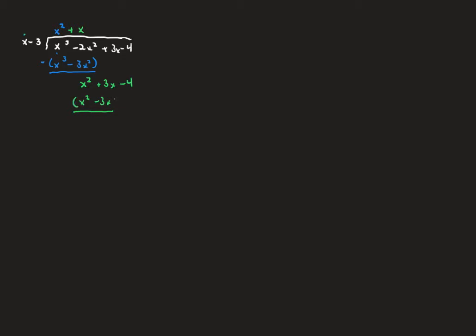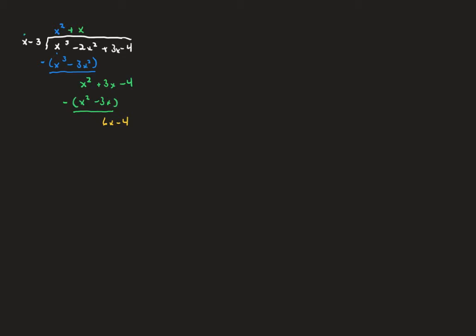We remember that we're going to subtract that quantity, and so now the x squared minus x squared is going to drop out. The 3x minus the negative 3x makes that a plus 3x, and we get 6x minus 4. And so we repeat the process again.